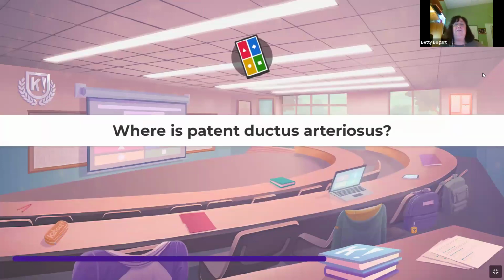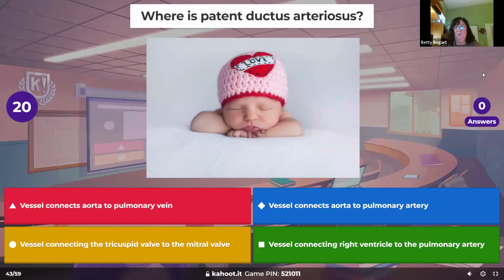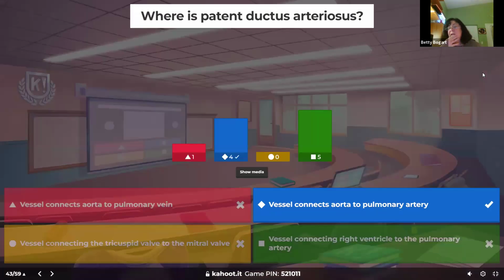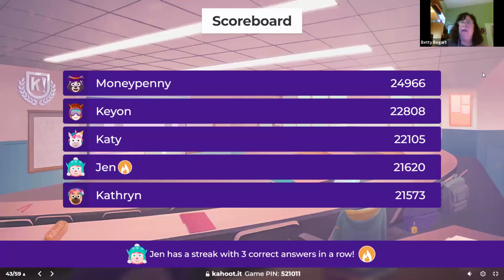Where is the patent ductus arteriosus? Where does it connect the oxygen? From what to what? And it's the aorta to the pulmonary artery, okay? Think about it. Big aorta, big pulmonary artery, connects them. Lungs to the body.